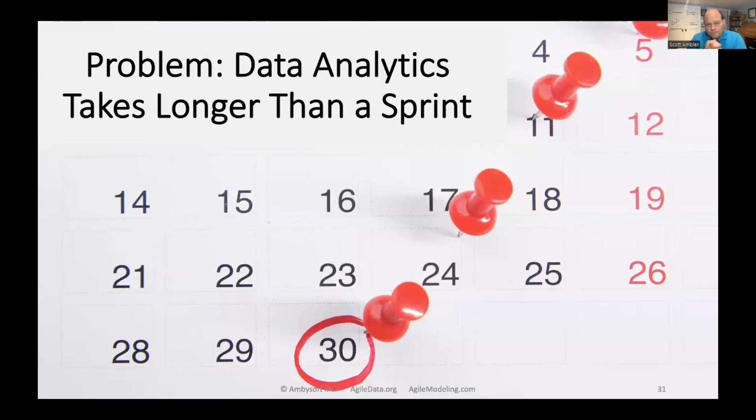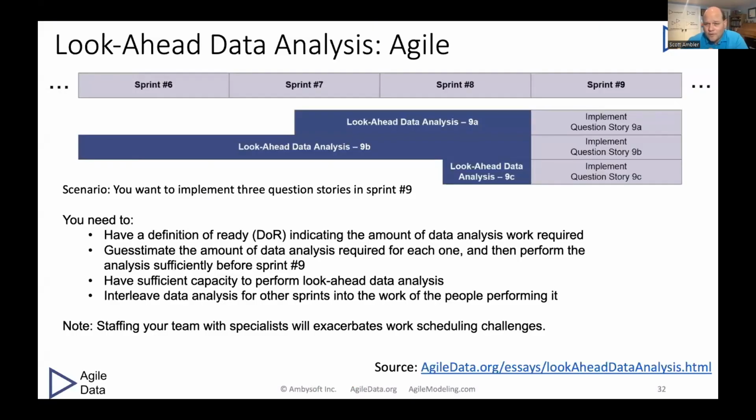Another big challenge: data analytics tends to take longer than a sprint, be it 2 weeks or even 1 week. So here in this situation, where we're following a Scrum-based approach, we're in sprint 5, but we're looking ahead. We're doing look-ahead planning or backlog refinement, whatever you want to call that. It's really look-ahead planning. And what we're realizing is that we've identified what question stories we're going to work on in these upcoming sprints. The reason we're doing this is because of the lead time we need to do the data analysis work.